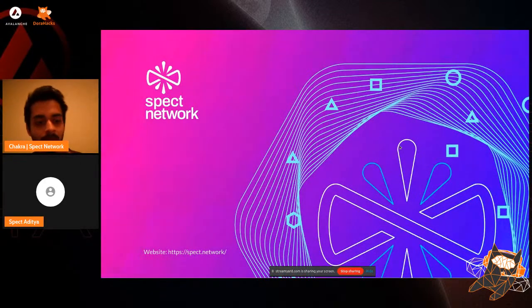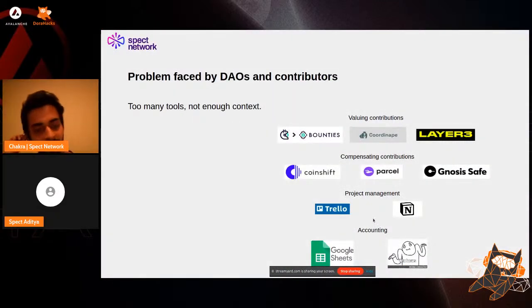Cool. So Spect Tribes, we are called Spect Network. Tribes is our product. Tribes is an aggregation layer of different tools and mechanisms that DAOs use to fund contributors. It is built to increase project visibility and also to onboard new contributors. The problem currently faced by DAOs and contributors is there are too many point solutions, but there is not enough context about what's going on, a bird's eye view of what's happening in the DAO, what people are working on, what has been finished, what is coming up.